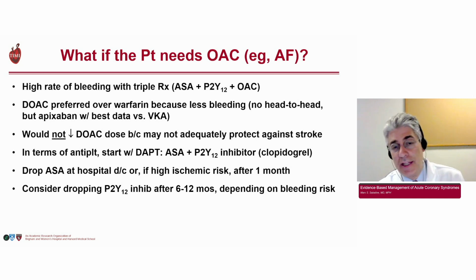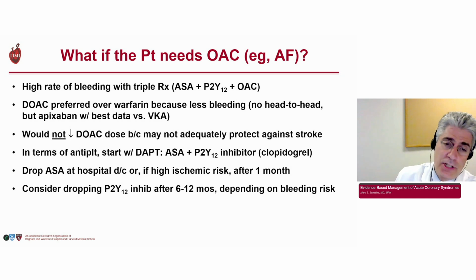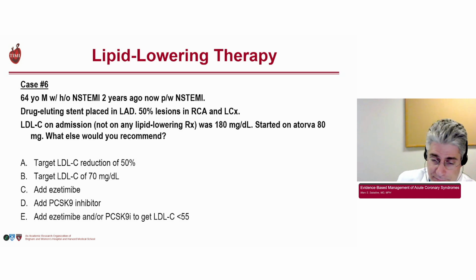So high rates of bleeding with triple therapy. DOACs are preferred over warfarin because of less bleeding. Would not decrease the DOAC dose because it may not adequately protect against stroke. In terms of antiplatelet therapy, start with DAPT, aspirin and a P2Y12 inhibitor. If you're giving just clopidogrel, it's not unreasonable to check a CYP2C19 genotype. Drop the aspirin. Oftentimes it's convenient at hospital discharge, or if high ischemic risk, maybe after a month. And then in these cases, you can actually drop all the antiplatelet therapy after 6 to 12 months, depending on the bleeding risk.